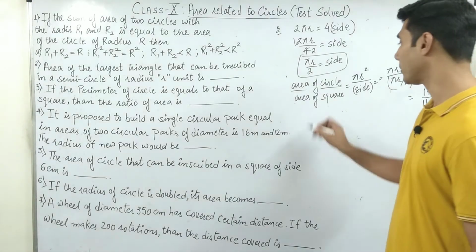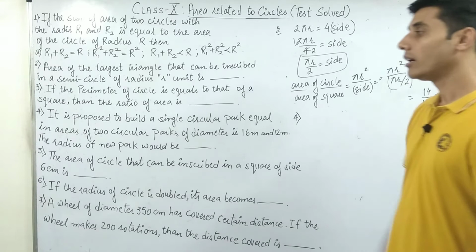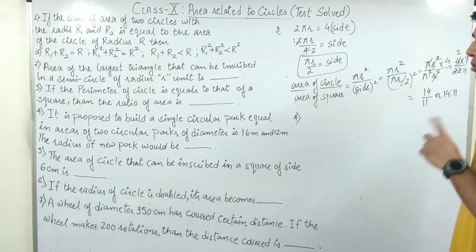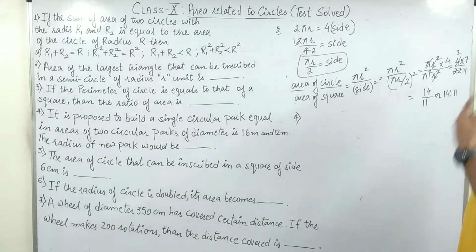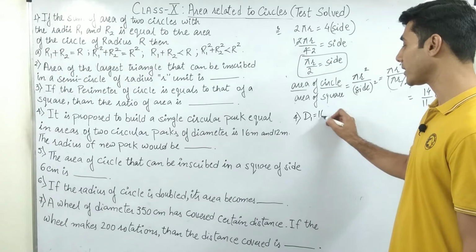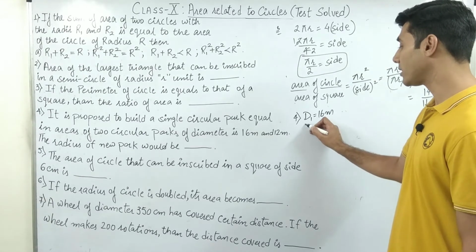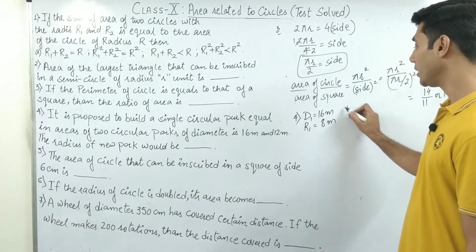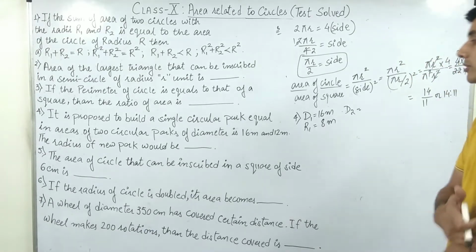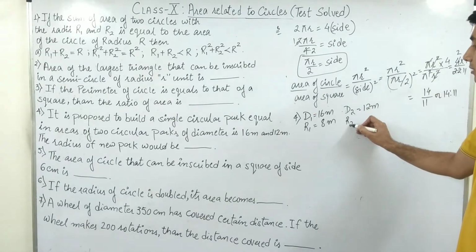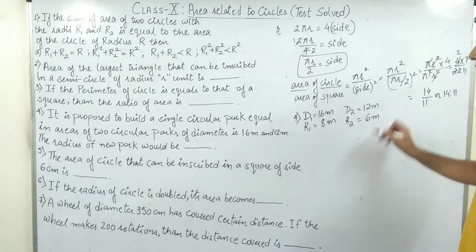Question number 4. It is proposed to build a single circular park equal in areas to two circular parks of diameter 16 and 12. इन्होंने बोला है जो diameter first वाले park का है that is 16 meter. So that means the radius will be equal to 16 upon 2, that is 8 meter. Diameter of the second park should be equal to what? That is 12 meters, and the radius should be equals to 6 meters.